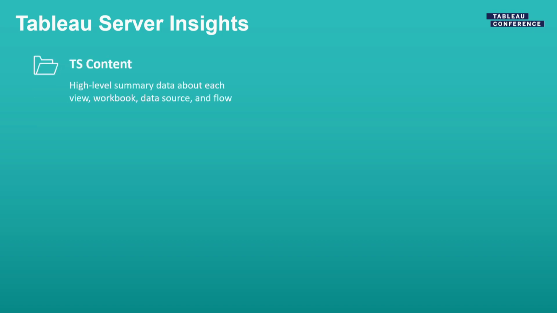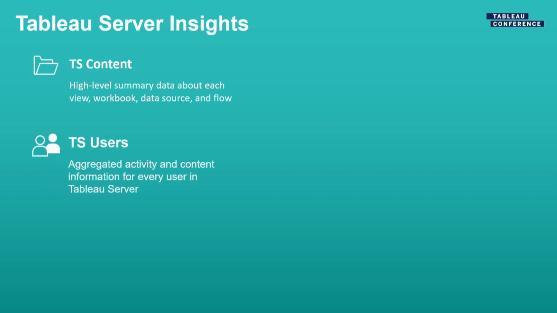So first we have TS content. This is a general data source that helps you understand what has been published to Tableau Server, along with some aggregate usage metrics for it. TS users is great because it tells you every user that's on Tableau Server with some aggregate activity for that user and what they own, along with their license role. So if you want to ask questions about whether someone's using a license effectively in the role that they've been given, if they're a creator, are they creating? We can answer questions with this data source.